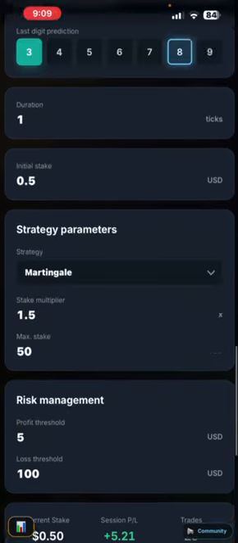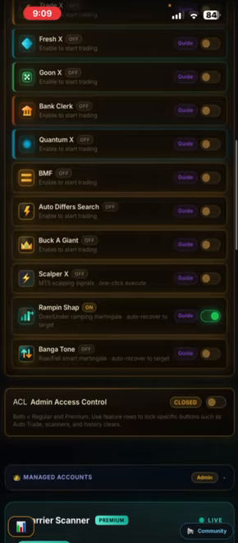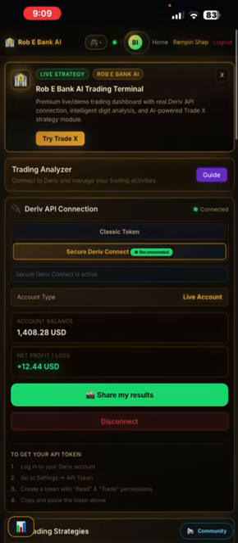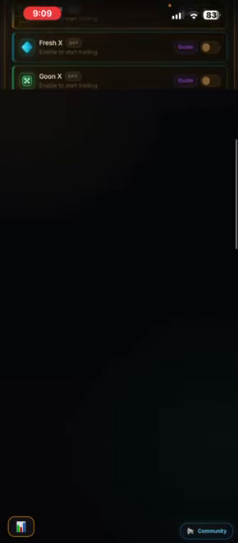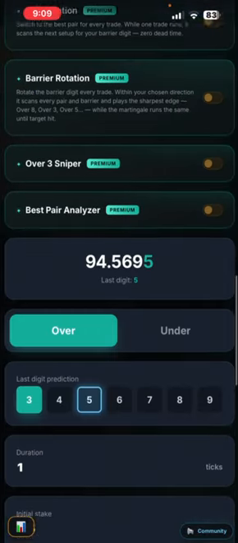Profit target reached. See it? With just 28 trades. So I love rampin shop. Favorite right now. See there? You see me?